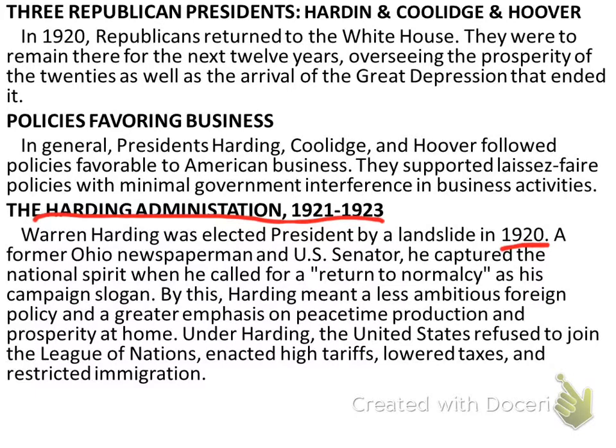And Harding ran under a slogan, a return to normalcy. Okay? He was a former Ohio newspaperman and at one time a U.S. senator. His return to normalcy captured the Americans' attention by, as it states here, attempting to follow a less ambitious foreign policy. Again, World War I had been extremely ambitious, and a lot of people were tired of the war, even though we were relatively untouched by the war.